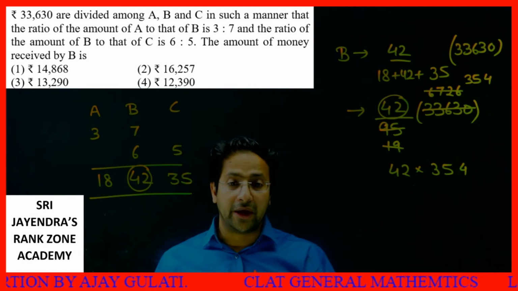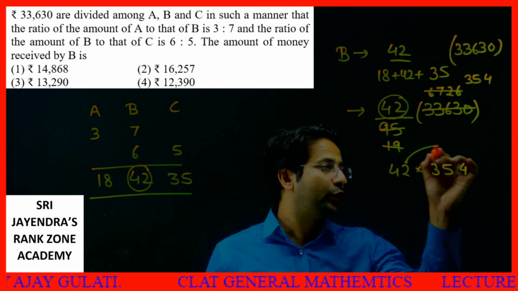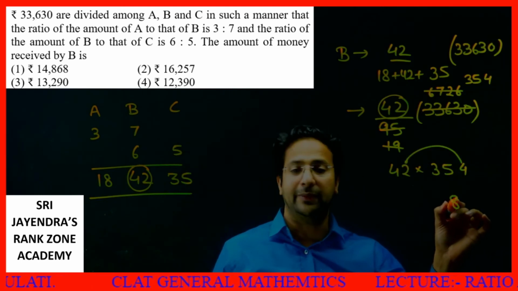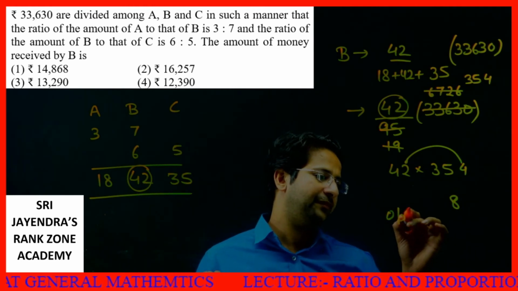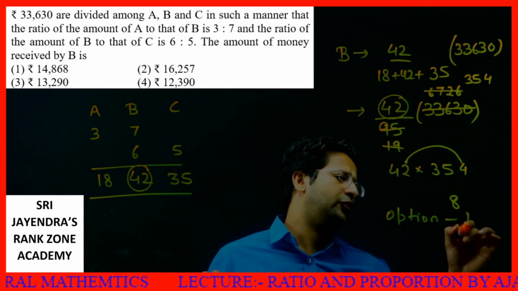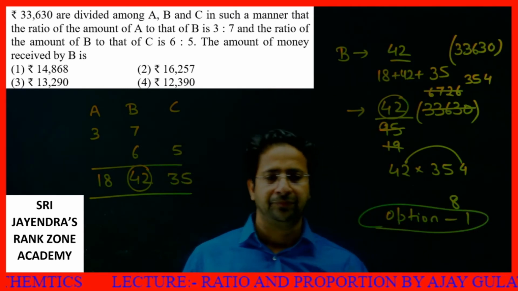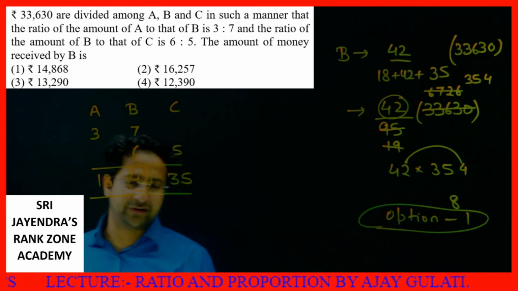Okay, now I need not multiply, I'll just check this. 2 into 4 is, what will be the last digit? Last digit will be 8. Only option 1 has the last digit as 8, therefore option 1 is the answer. You can check it yourself, all my dear students. This is the answer. Now I am moving to further questions.